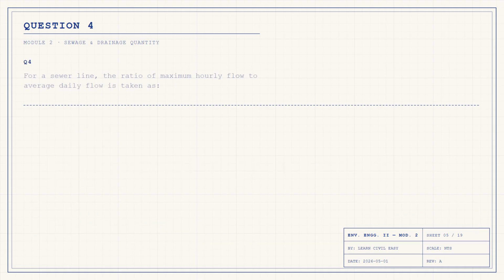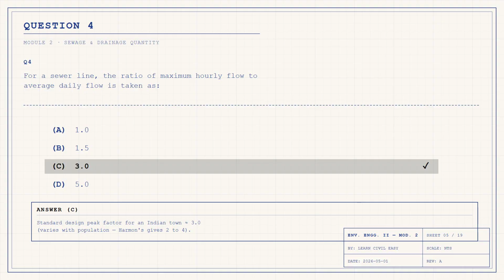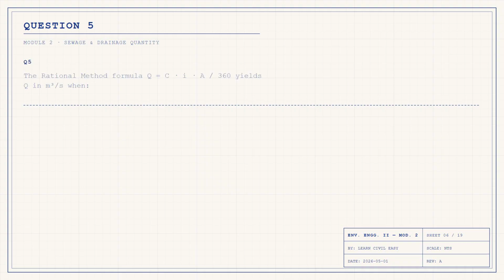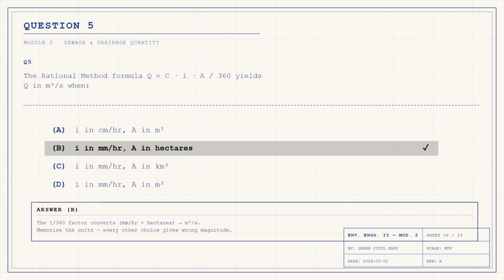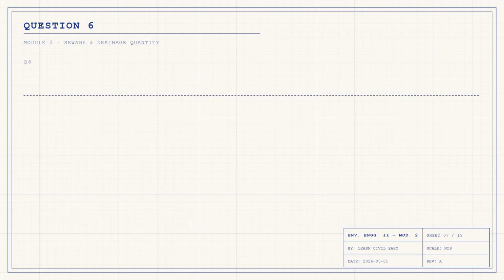Question 4. Ratio of maximum hourly to average daily flow for a sewer line, that is the peak factor. The typical design value for an Indian town is 3. The answer is C. Question 5. The rational method formula Q equals C times I times A divided by 360 yields Q in cubic meters per second when I is in millimeters per hour and A is in hectares. The factor of 360 exists precisely to convert hectares and millimeters per hour into SI cubic meters per second. The answer is B.